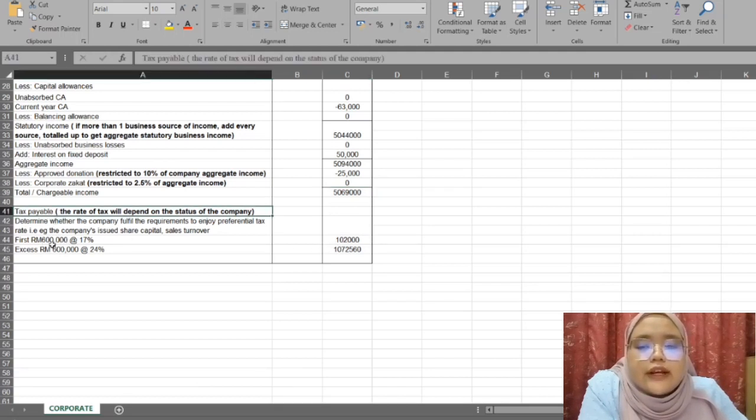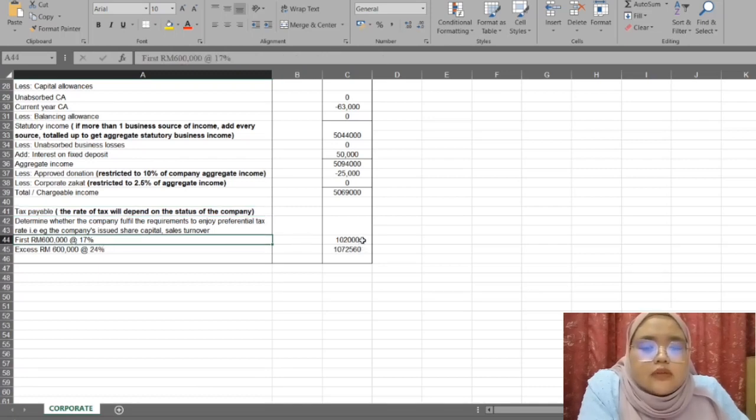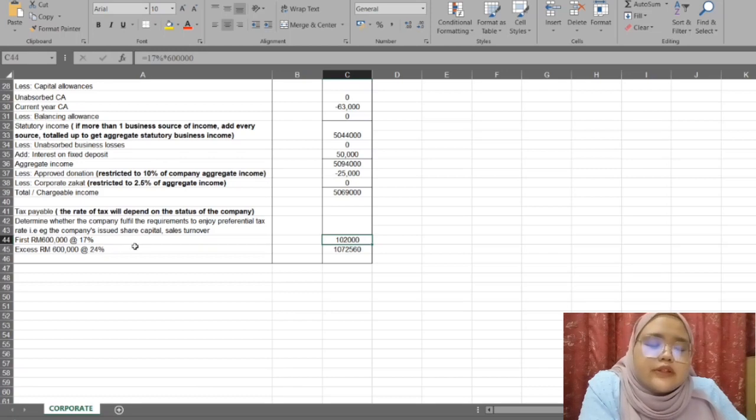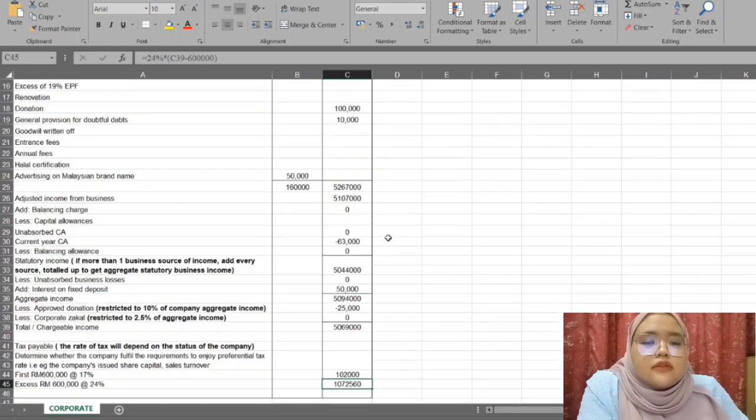So the first RM 600,000 will be multiplied by 17%, and we get the amount of 102,000. And the excess over 600,000 from the chargeable income, we need to multiply by 24%, and we get the amount of 1,072,560. So that's all from me.